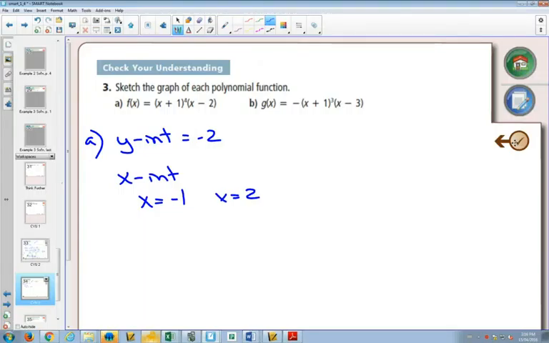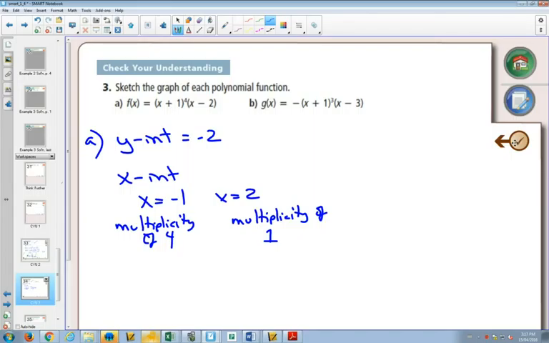Can you see that your -1 has a multiplicity of 4, and 2 has a multiplicity of just 1. You look at how many times it appears. So because it's x plus 1 to the 4, it means x plus 1, x plus 1, x plus 1, x plus 1, 4 times. So that has a multiplicity of 4. And this one has a multiplicity of 1, because it only happens once.